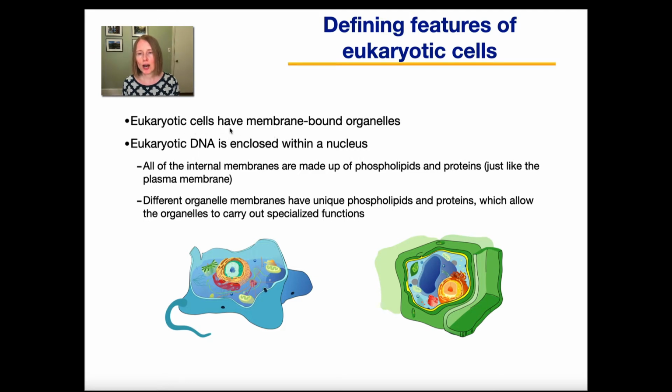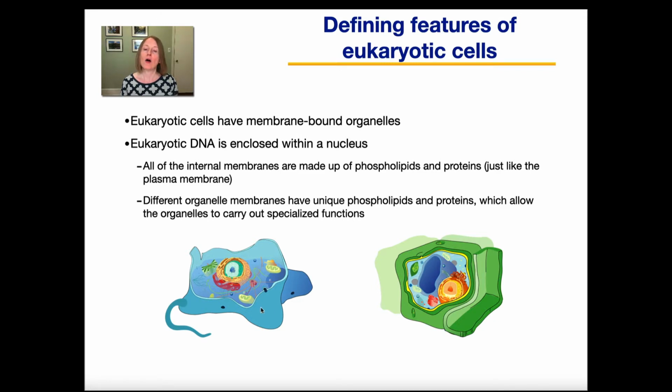All eukaryotic cells have membrane-bound organelles, these various structures that each carry out specialized functions. The other defining feature is that eukaryotic DNA is enclosed within a nucleus, which is one of these organelles. Here in a plant cell, this is the organelle called the nucleus, and here it is in an animal cell.